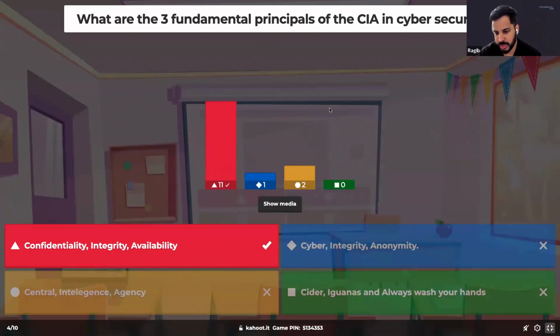That's correct. So the first option is correct. The last ones don't really make sense. So the first option is the correct one. Yeah, so let's go next. We'll take a look at the score.